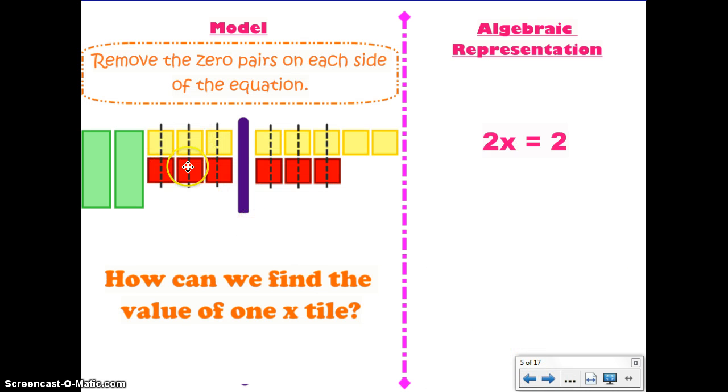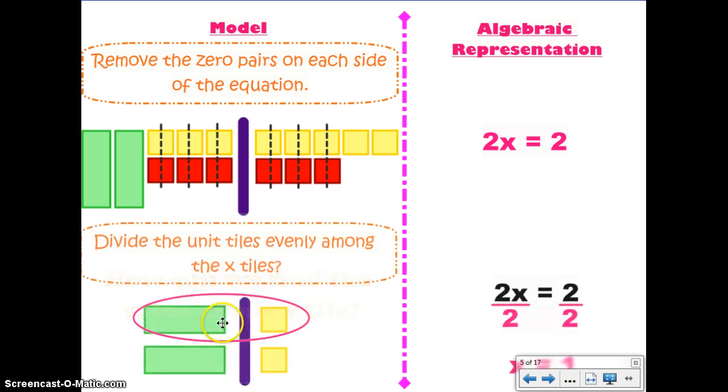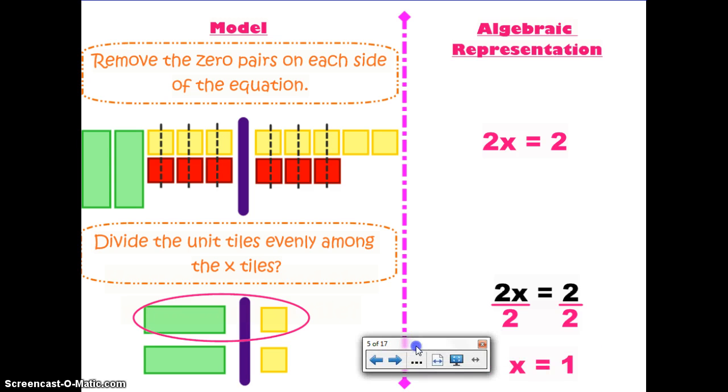Now that we have 0 pairs, what do we do to find the value of 1x? We divide the tiles evenly between the x tiles. There's 2 tiles remaining and 2 x's. Each x gets a tile. Algebraically, 2 times x equals 2. The opposite of multiplying by 2 is dividing by 2. So we get x equals 1.